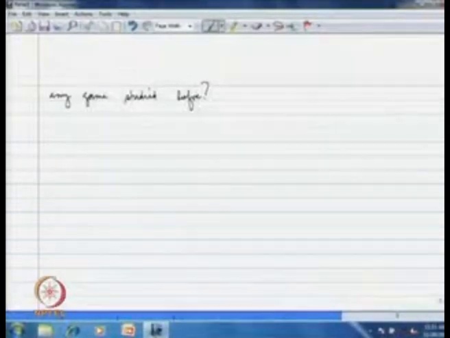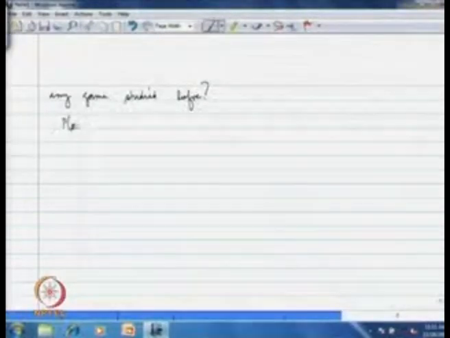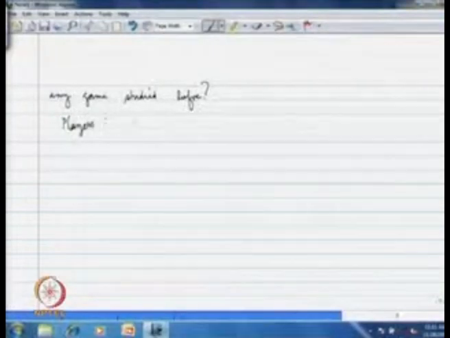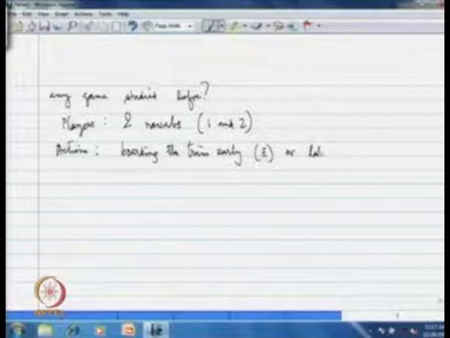Okay, so what we are having here is that there are two Nawabs. So, players are two Nawabs, let us say 1 and 2, player 1 and player 2. Actions: what are they doing here? Either boarding the train early, we shall call it E, or late, we shall call it L. So, there are two actions.